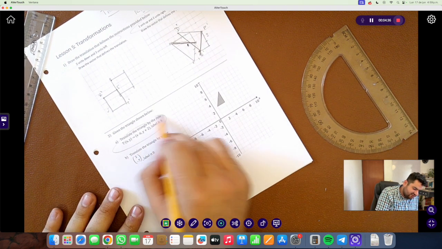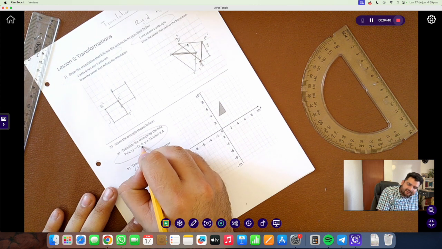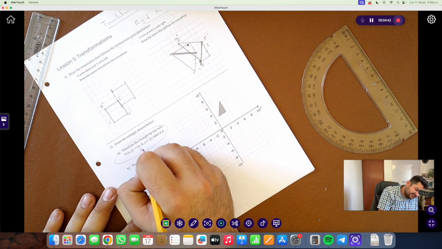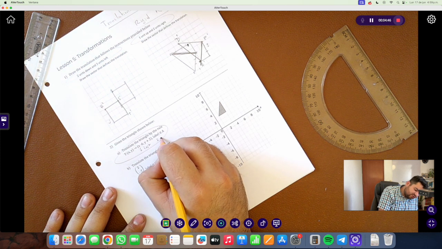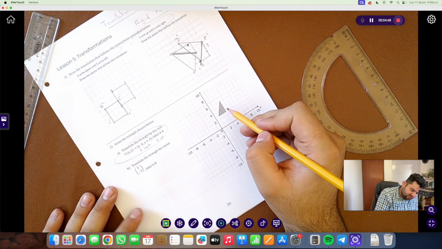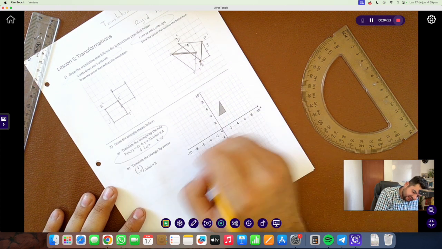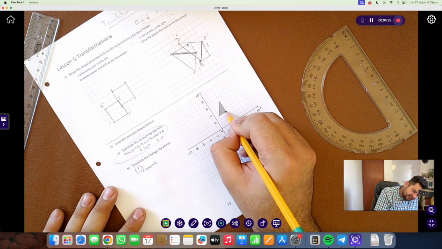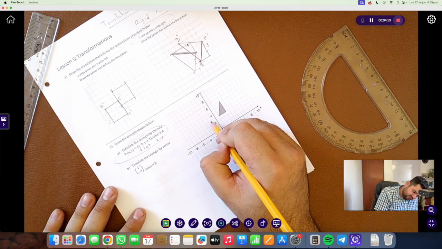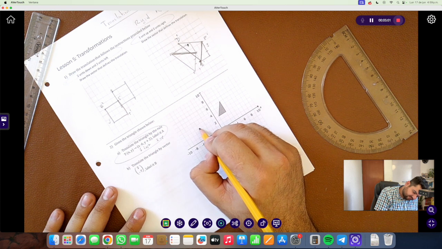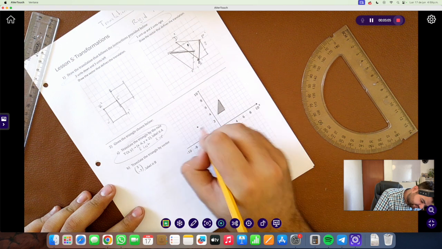Okay, this is another way of describing a translation. So this -6 means 6 left. And this +2 means 2 up. So this triangle, I'm going to move it 6 units to the left. And look, it is a right triangle. So it is 6 units to the left. 1, 2, 3, 4, 5, 6. And then I'm just going to copy the shape.